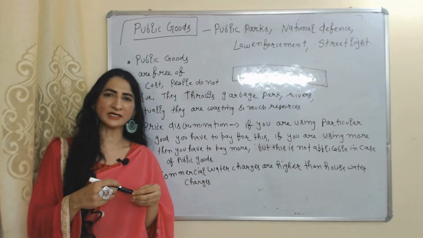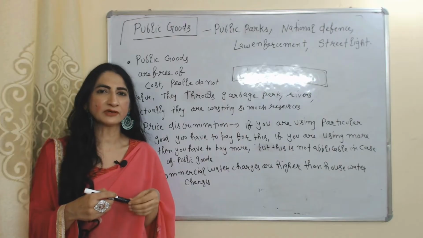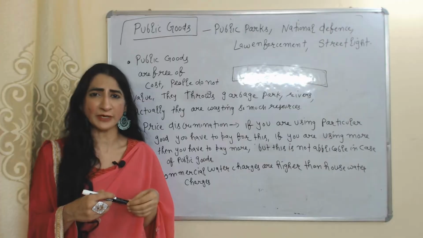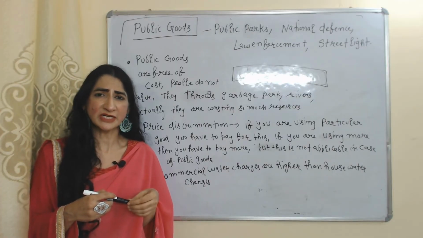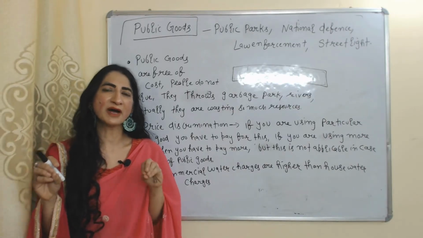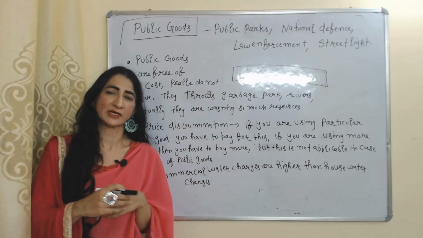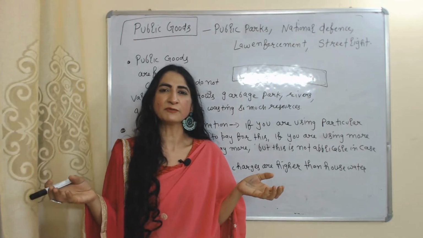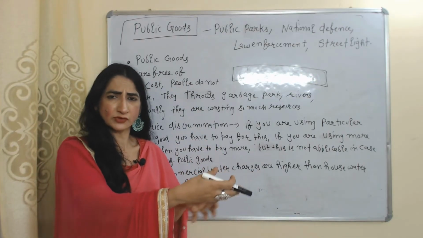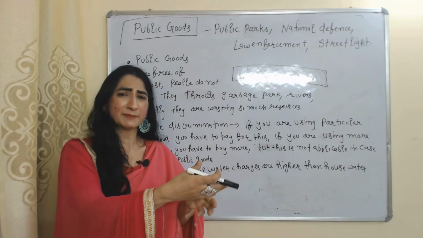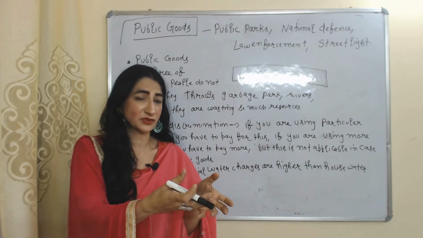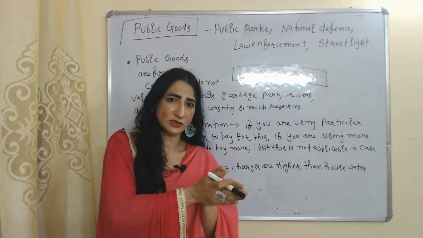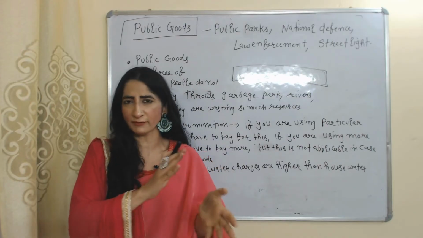Second cause of market failure is public goods. Public goods are provided by government. For example, public park, national defense, law enforcement, street light, etc. But why market fail in case of public goods? As we know, public goods are free of cost. That's why people don't value it. For example, people throw so much garbage in park, people throw so much garbage in rivers. Actually, people are wasting public resources. If you are wasting your resources, that means our market is not performing efficiently.